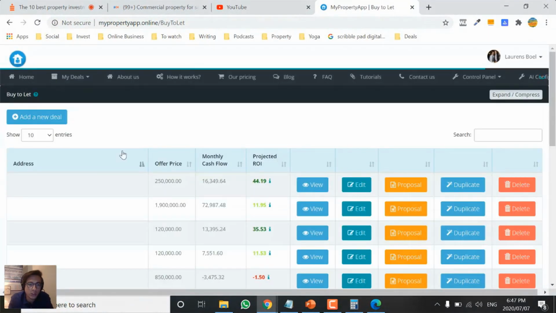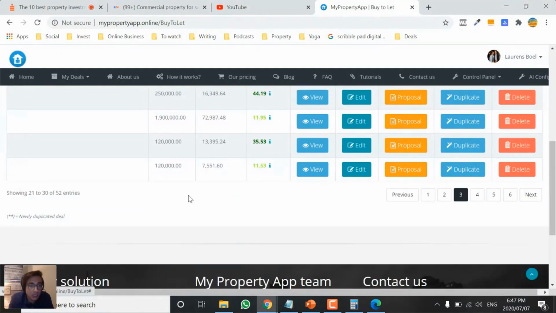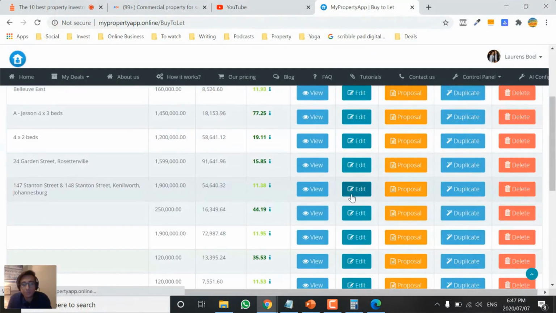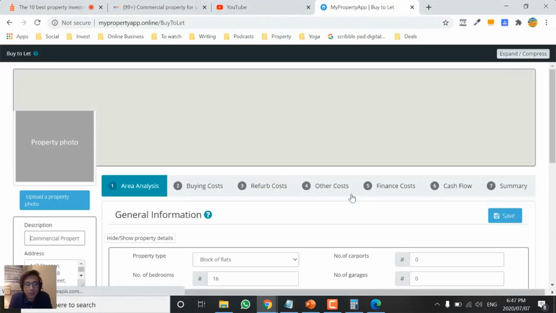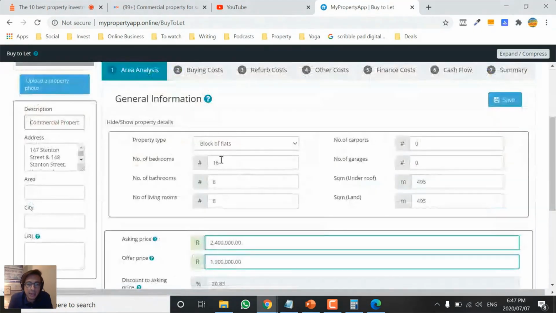And then what's great is once you've got a bit of a hang of this tool, you can start to analyze deals yourself. You don't necessarily need a coach. You just need to know how this tool works. Here, for example, is one of the deals that I'm currently looking at. It's a block of flats with 16 bedrooms. And essentially, these are the 7 steps that I'm going to go through to analyze a deal.